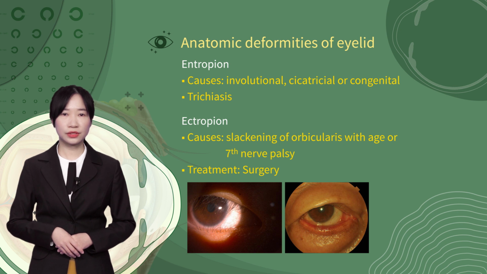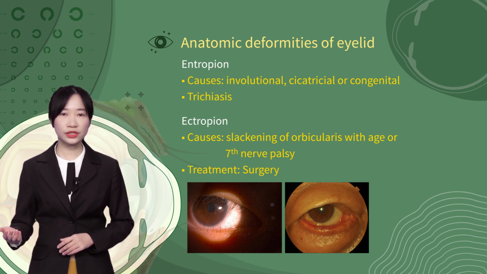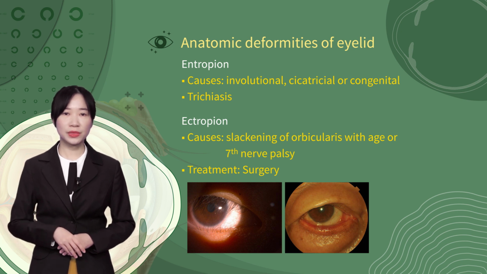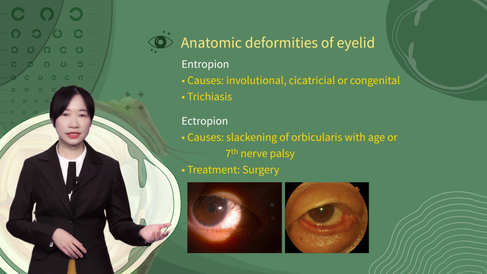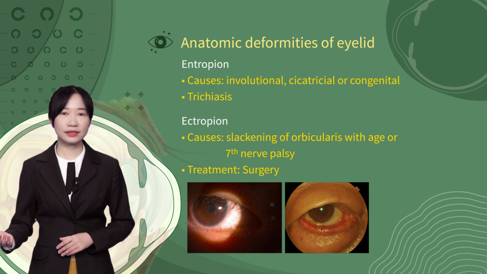Entropion usually coexists with trichiasis, which means eyelashes directed towards the cornea. Trichiasis can cause corneal irritation leading to ulceration. Conversely, ectropion means eversion of the lower eyelid. The cause might be slackening of the orbicularis muscle due to aging or the seventh cranial nerve palsy. Treatment of both entropion and ectropion will be surgery.